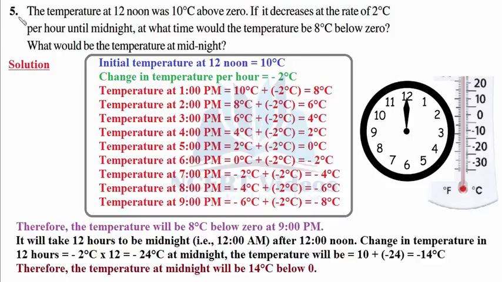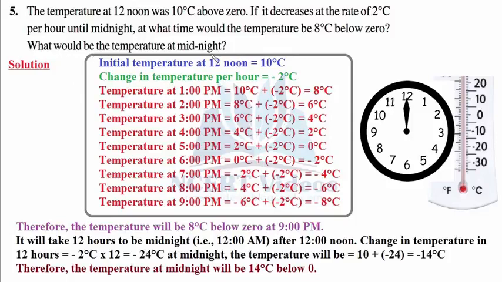Question 5. The temperature at 12 noon was 10 degrees Celsius above 0. If it decreases at a rate of 2 degrees Celsius per hour until midnight, at what time would the temperature be 8 degrees Celsius below 0? What would be the temperature at midnight?